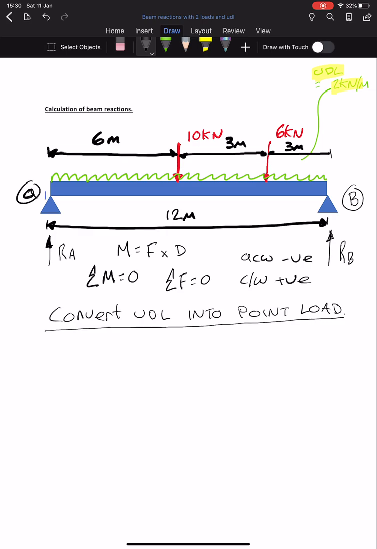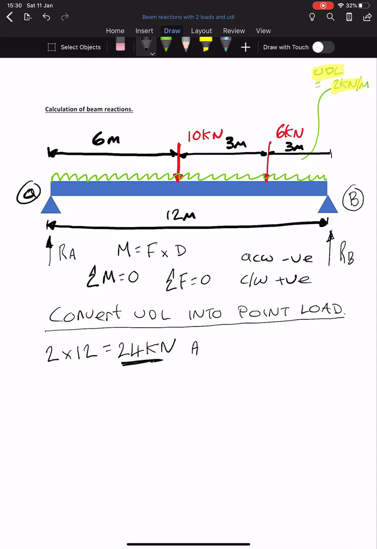To convert my UDL into a point load, all I'm going to do is multiply the UDL by how much it acts over. Our beam is 12 meters long, and we've got 2 kilonewtons per meter. So I've got 2 kilonewtons per meter, and it's over 12 meters. So 12 times 2 will give me 24. Don't forget to put the K back in. 24 kilonewtons. So that UDL is equivalent to a 24 kilonewton point load.